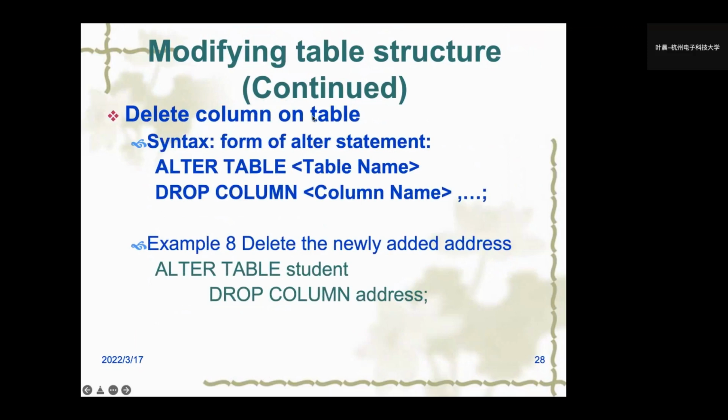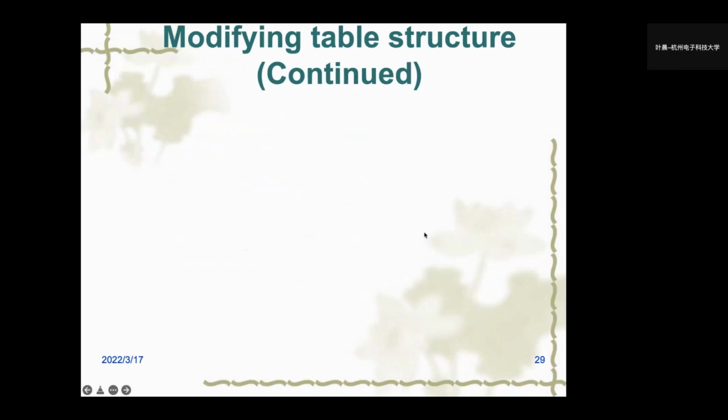And for the operation of delete column on table, it is the same. And you also use the alter table plus the table name, and you need to specify the column you want to drop. Just use drop column plus the column name. So if you want to delete the newly added address, you can just use alter table student and drop column address, which is very intuitive.